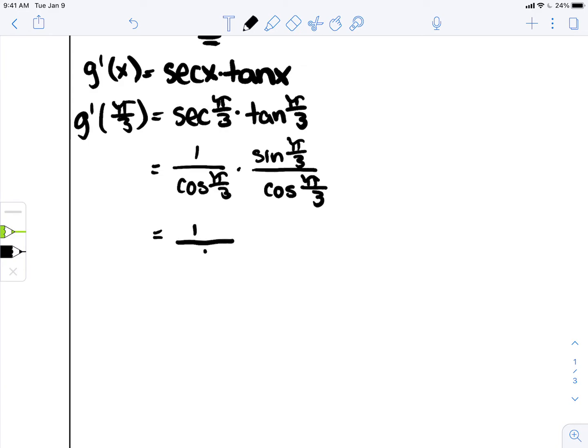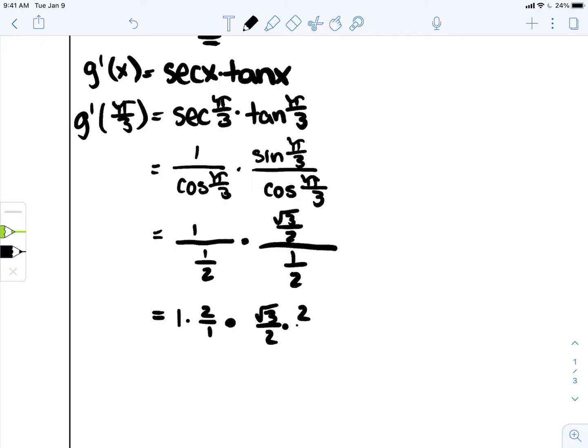So this is 1 divided by 1/2 times the sine of pi over 3, which is root 3 over 2, over cosine of pi over 3, which is once again 1/2. Now before I do anything here, I'm going to get rid of this division by the fraction, which is the same as multiplying by the reciprocal. So this is the same as 1 times 2 over 1 times root 3 over 2 times 2 over 1.